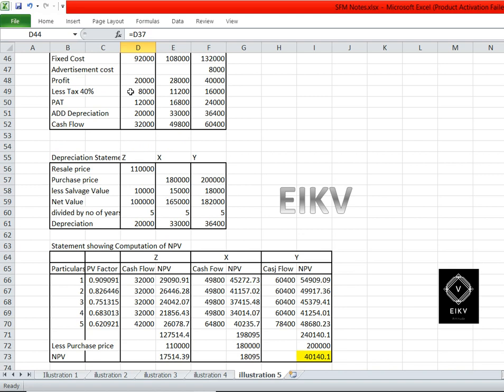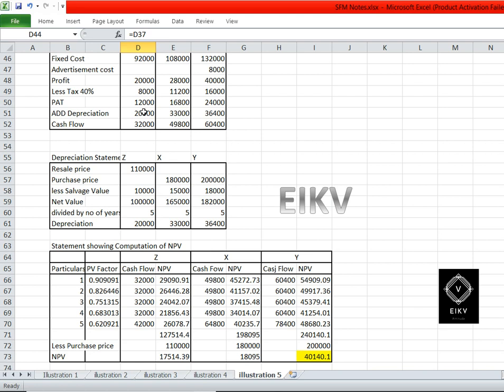We have arrived at profit. Then we need to compute PAT, profit after tax. For computing the profit after tax, we need to deduct income tax of 14% from the profit. After computing the PAT, we need to add depreciation. Depreciation we have here as 20,000, 33,000 and 36,400, since depreciation is a non-cash expense.